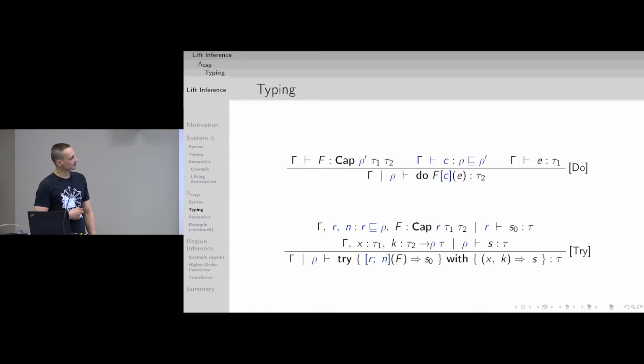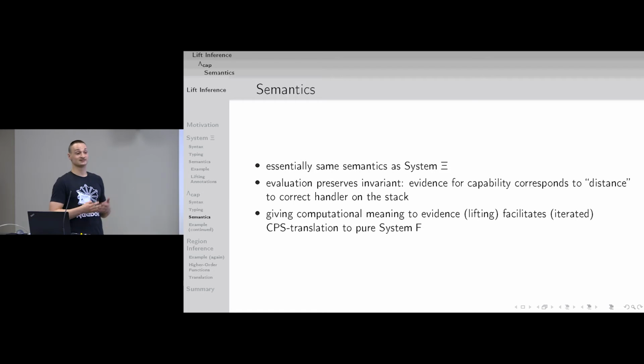So when we have a capability F, which we want to perform in a region rho, and the capability was bound in region rho prime, we now have to give explicit subregion evidence, which is called C here, that rho is a subregion of rho prime. So together with the typing rule for try, this guarantees effect safety, since, as we can see, try opens a new region called R here, and the capability has to run in this region. So whenever we call a capability, we know it can only run in subregions of this region R, which is bound at the handler.